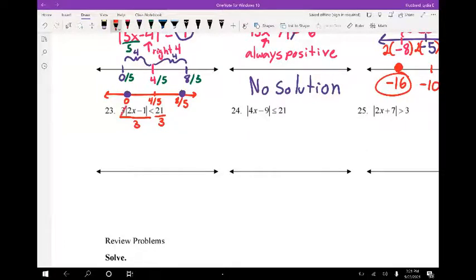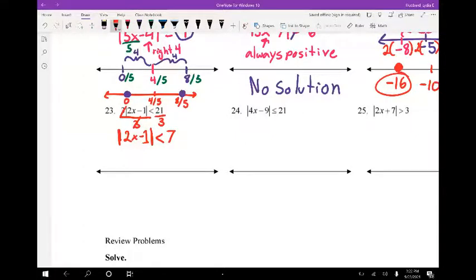So this 3 and this 3 will cancel, leaving us with 2x minus 1. Because we're dividing by a positive 3, our inequality sign is not flipping, so it'll stay the same. If we had divided by a negative 3, at that point it would flip, but because it's positive, we'll leave it alone. And then 21 divided by 3 is 7.